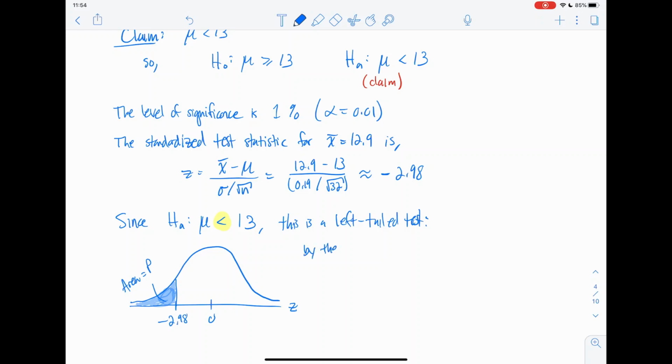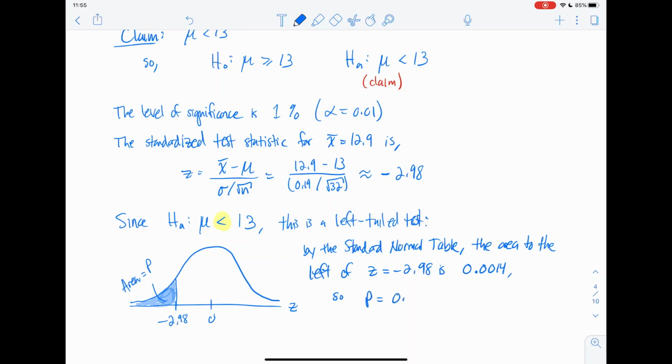but by the standard normal table, the area to the left of the z-score negative 2.98 is exactly, and you can confirm this at home, 0.0014. So because we're a left-tailed test, this is our p-value.